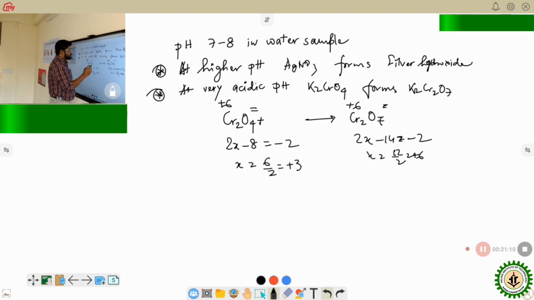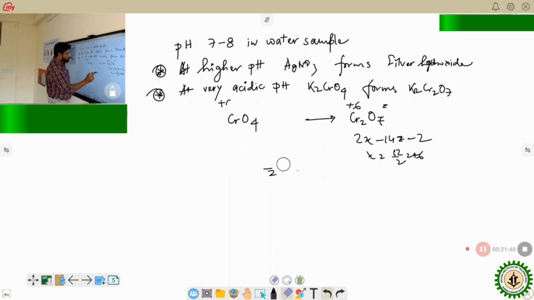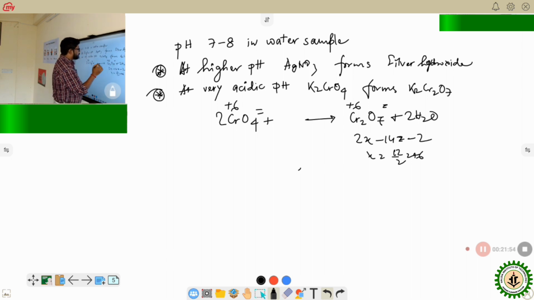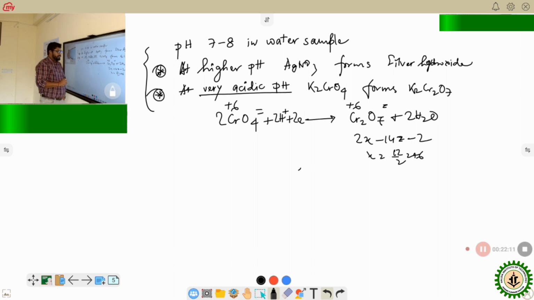So how can I do this? That should be CrO4. So here also it will be +6. So if I want to balance that, I need 2 H2O here. So I need 2 H plus here, and along with that 2 electrons. So that redox reaction happens in acidic pH. So these are the precautions you have to take when you are doing this practical. Okay, that's all. Thank you.